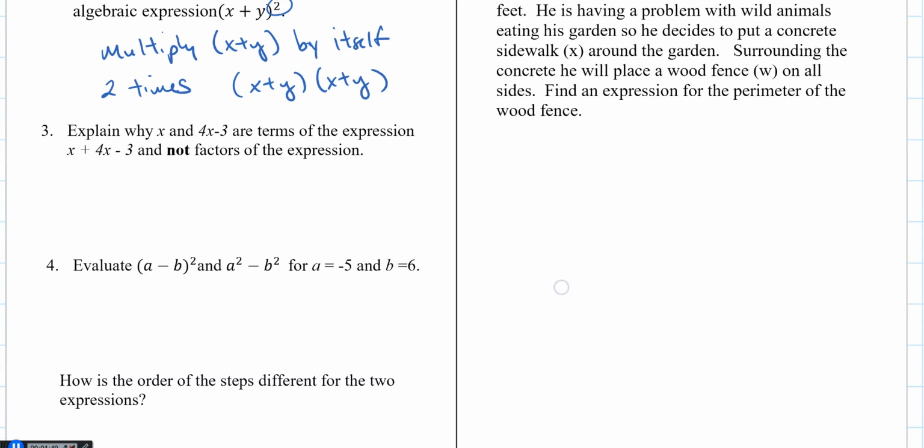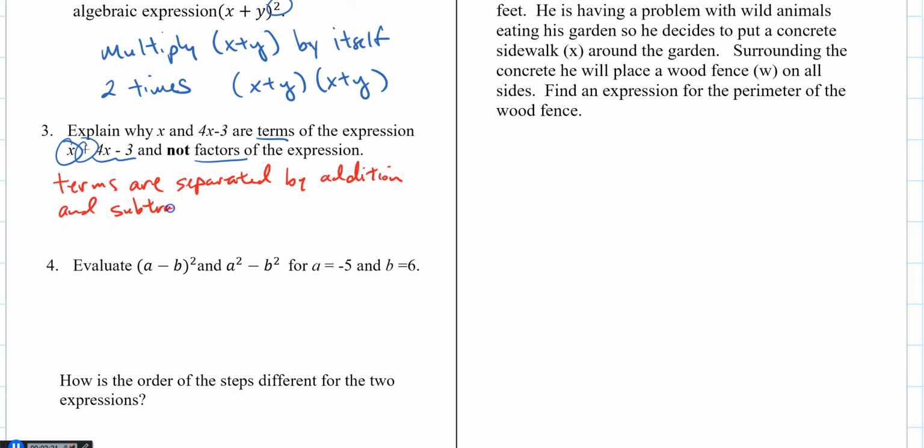Number 3, explain why x and 4x minus 3 are terms of the expression and not factors. So what's the difference between a term and a factor? Well, if we forget, let's look down here. We have an x, and then we have this 4x minus 3, and they're separated by a plus sign. So hopefully we all remember then that terms are separated by addition and subtraction. And factors are not. Factors are products.